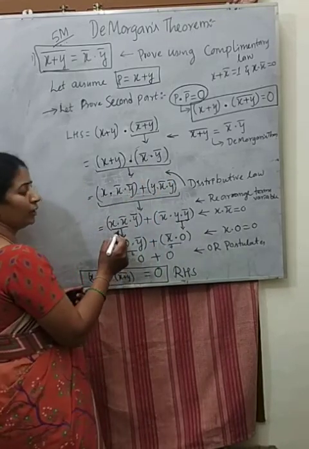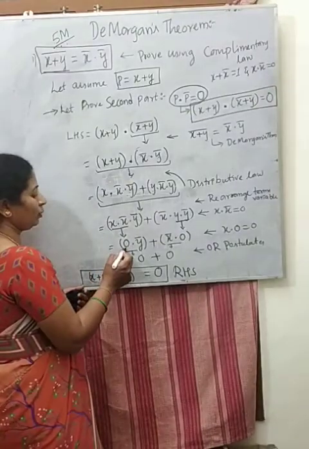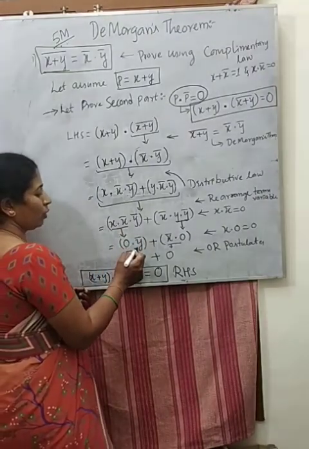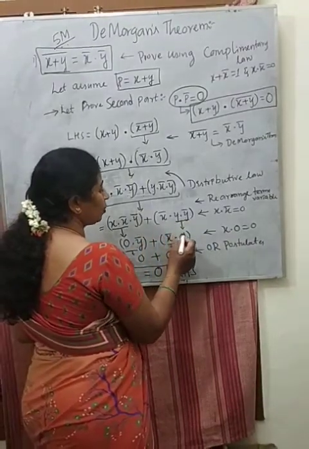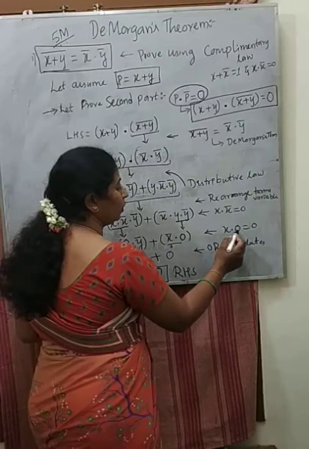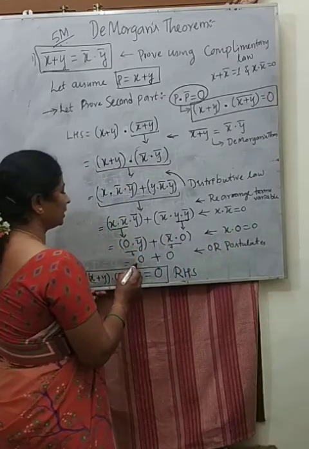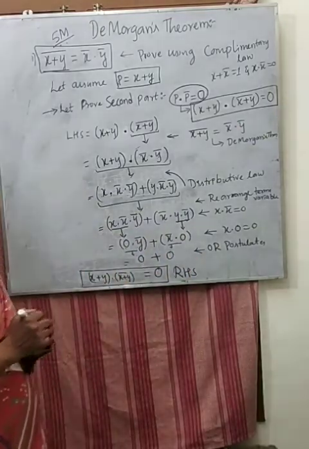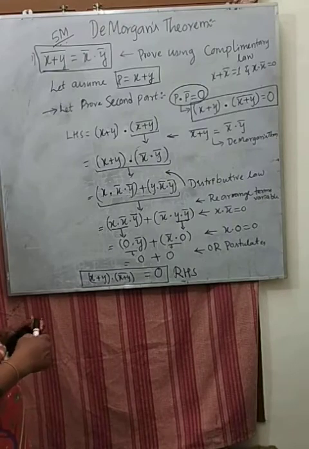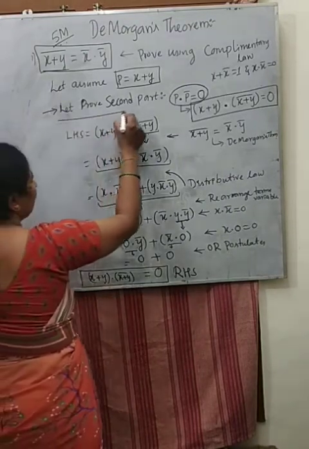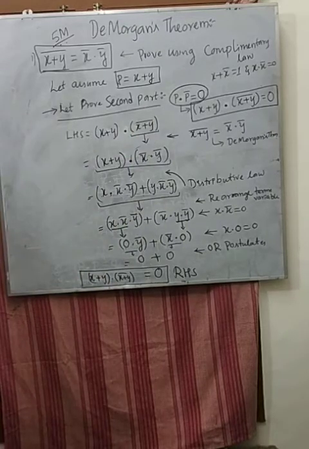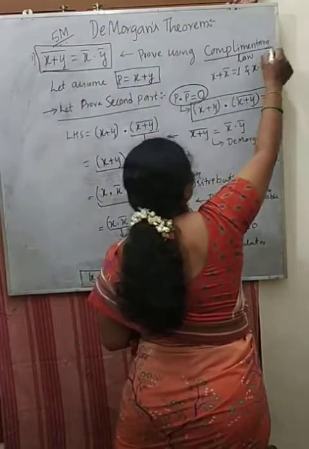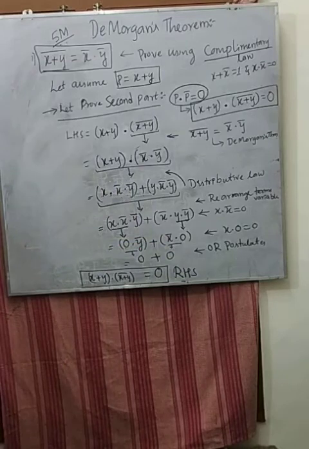Rearrange the terms such that we will reach one of the theorems. X into x complement can be written as 0 into y complement. X complement into y complement can be written as 0. Any value multiplied with 0, you will get the result as 0. 0 plus 0 according to our OR postulates is 0. It is your 0. You have proved your second part, that is P into P complement can be written as 0. This theorem we have proved using which law? Complementary law. Okay. We'll continue in the second theorem.